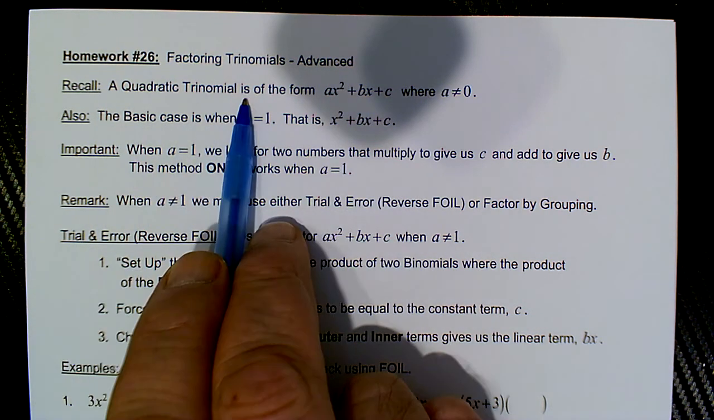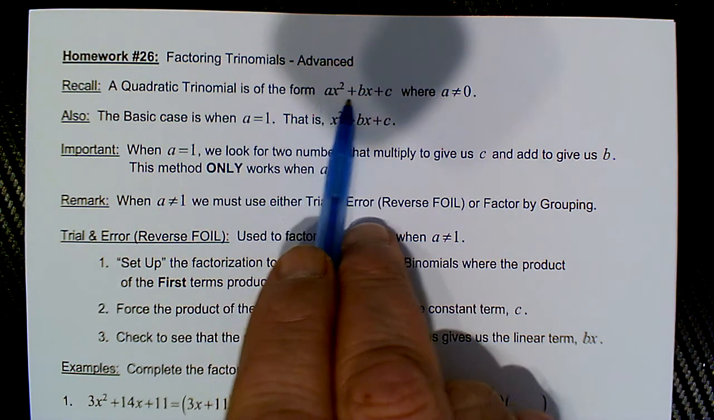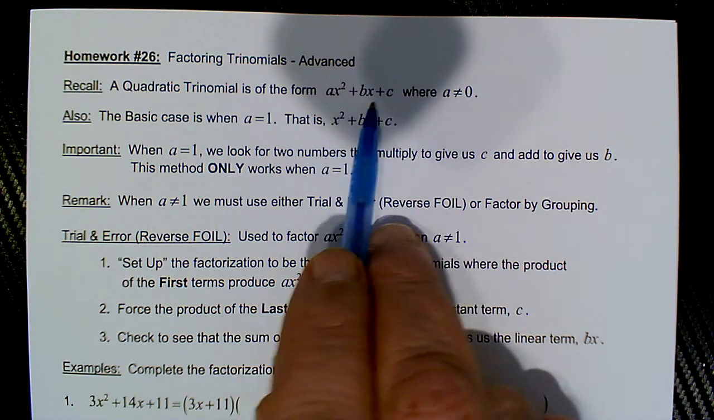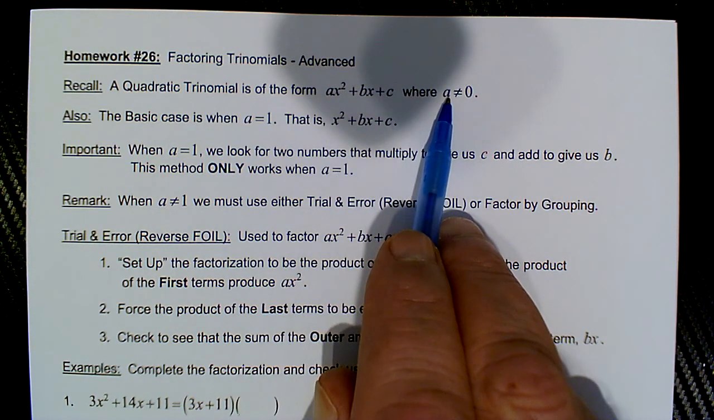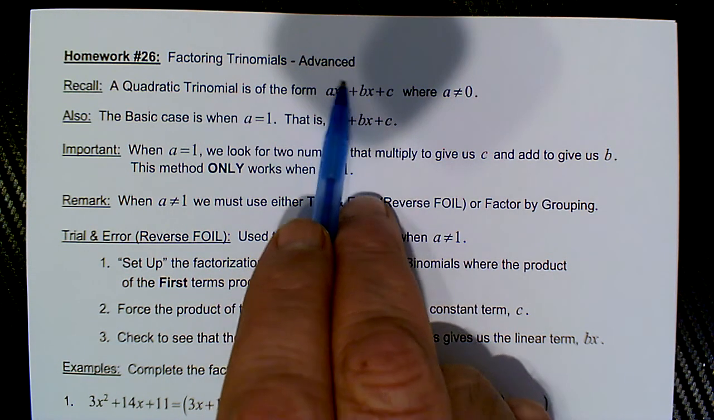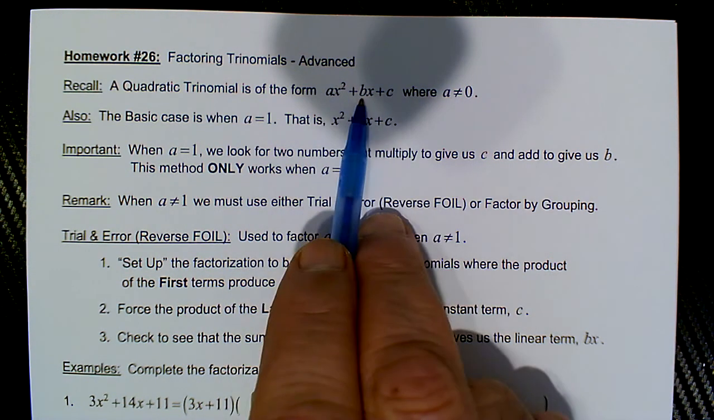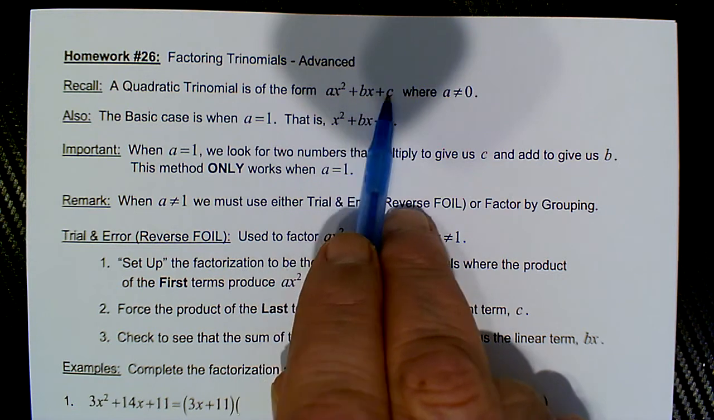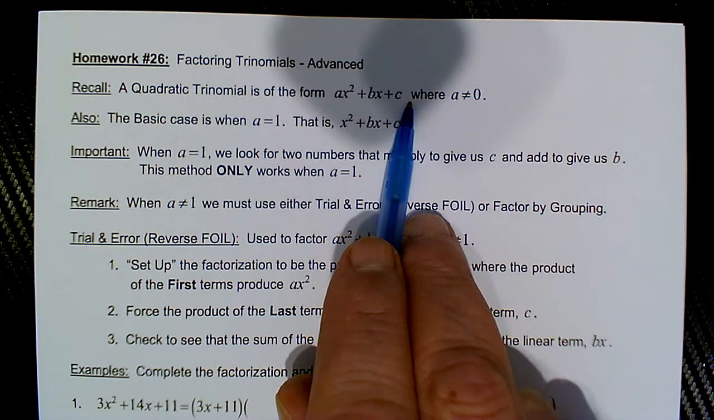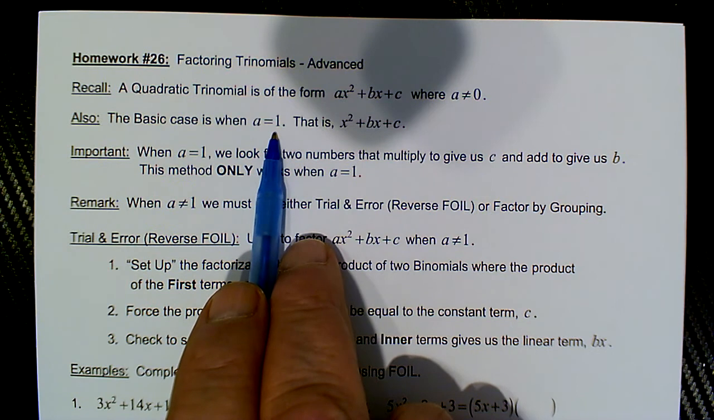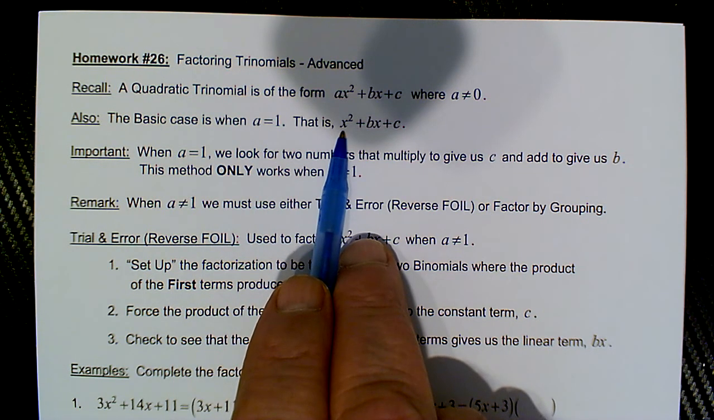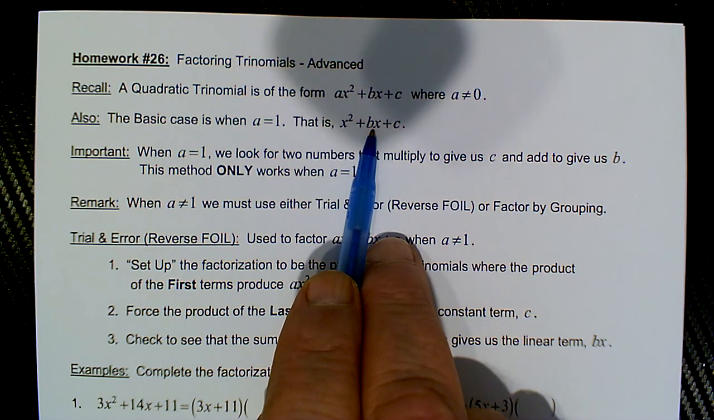So recall that a quadratic trinomial has this general form: ax squared plus bx plus c. A is not 0, we're assuming a, b, and c are real numbers. And remember, if a were 0, then it wouldn't be quadratic, because quadratic has a squared term. And if that were gone, then it would be linear, because you'd only have an x and a constant. We looked at the basic case last time where a was 1. So if a is 1, it just takes the form of x squared plus bx plus c.